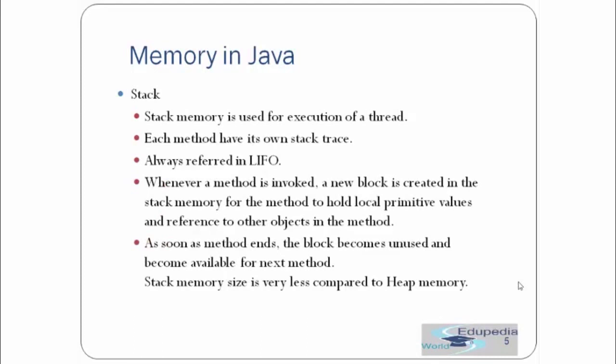After that, let's see about the stack memory: what it is, how it is used, and how it differs from the heap memory. Stack memory is used for execution of threads. In Java we have multiple threads; even if you're not creating your own thread, the main method that you create will have its own thread. Each method in Java has its own stack trace, and each thread of execution will have its own stack memory.